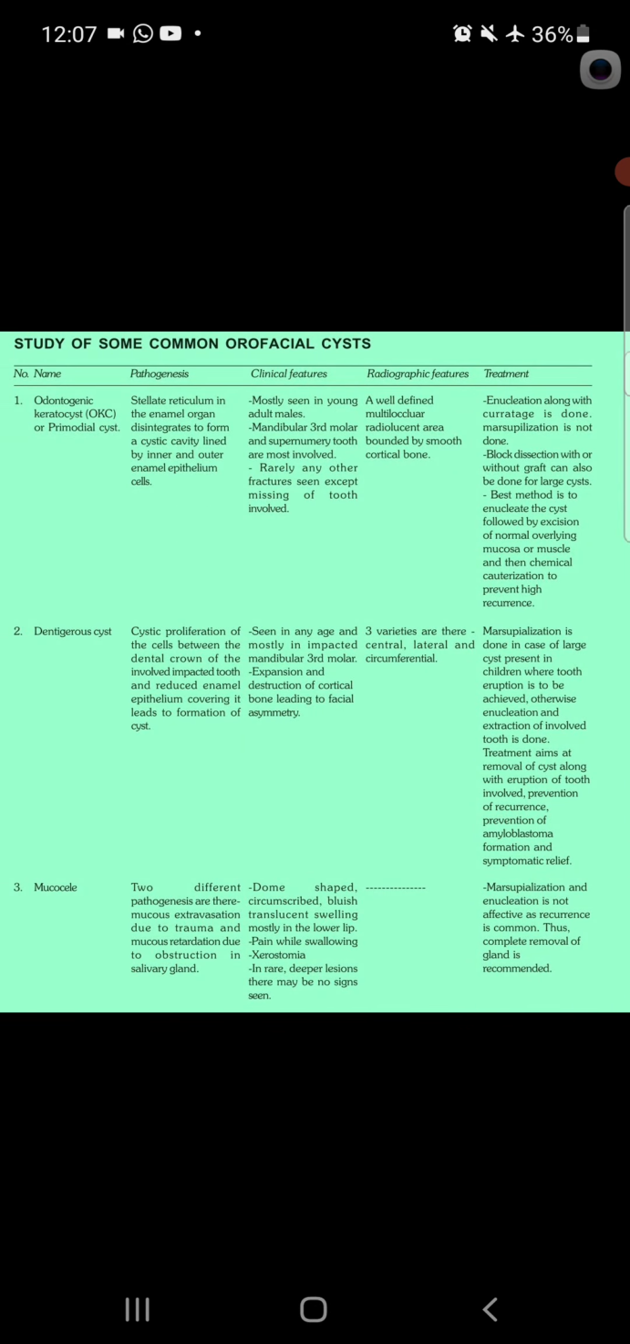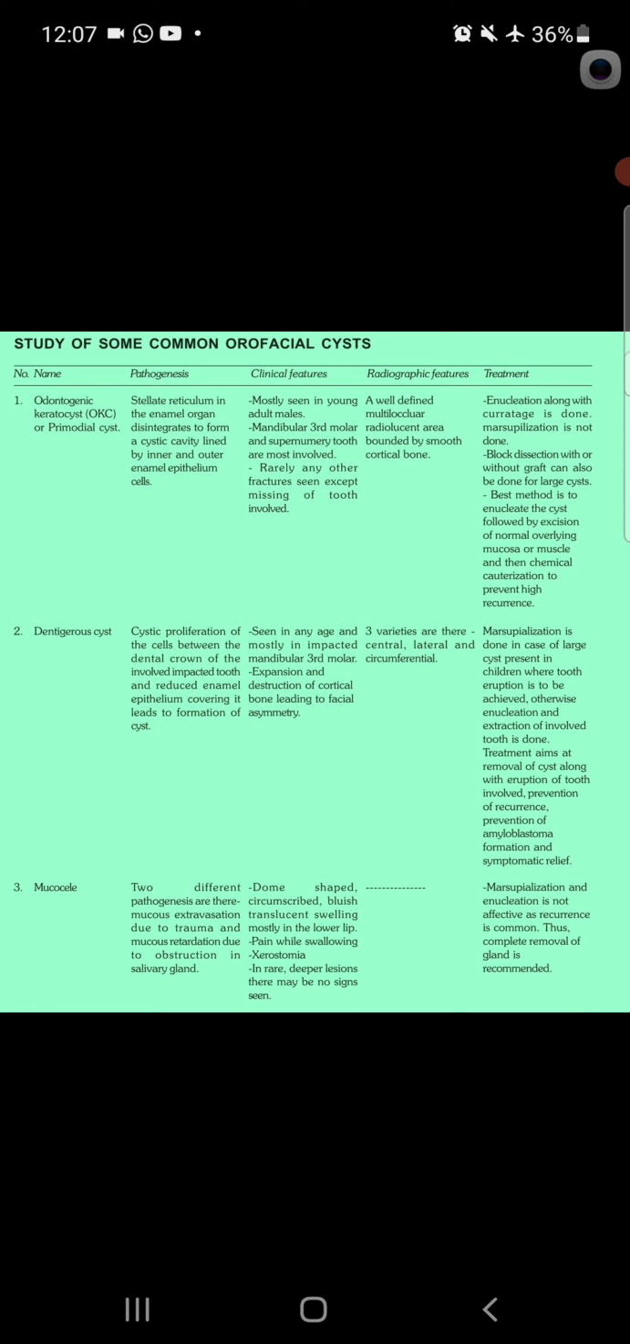Now come to some important tables. We should know that in each cyst, detail is necessary. First is the OKC or primordial cyst. Its name, pathogenesis, clinical feature, radiographic feature and treatment.